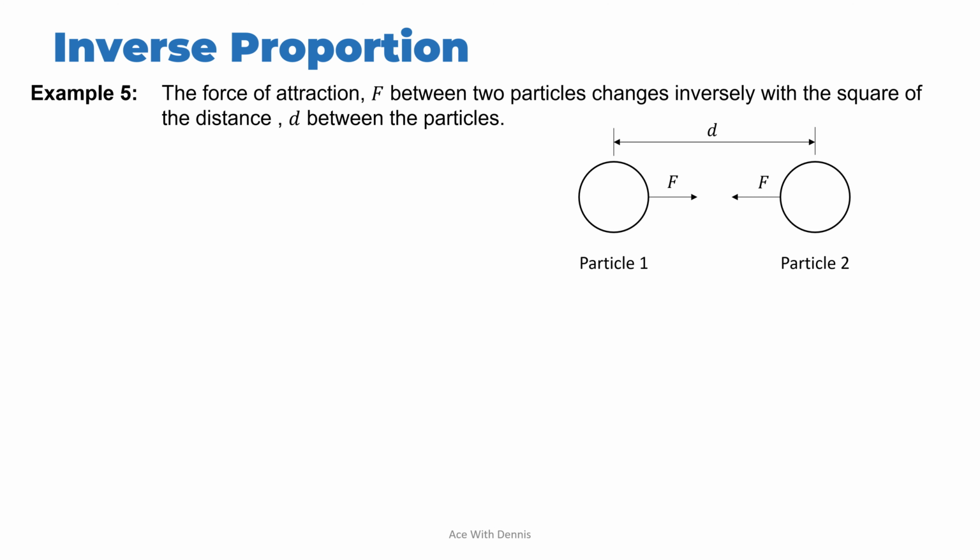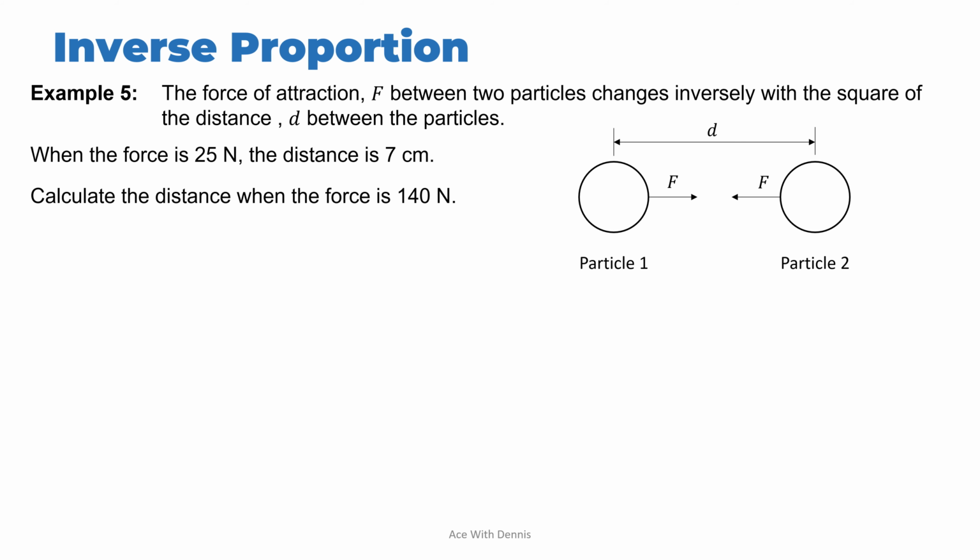Example 5. The force of attraction F between two particles changes inversely with the square of the distance d between the particles, as shown in the diagram. When the force is 25 newtons, the distance is 7 centimeters. Calculate the distance when the force is 140 newtons.